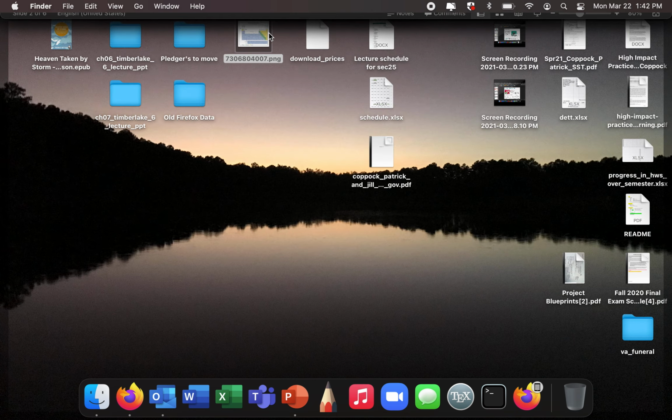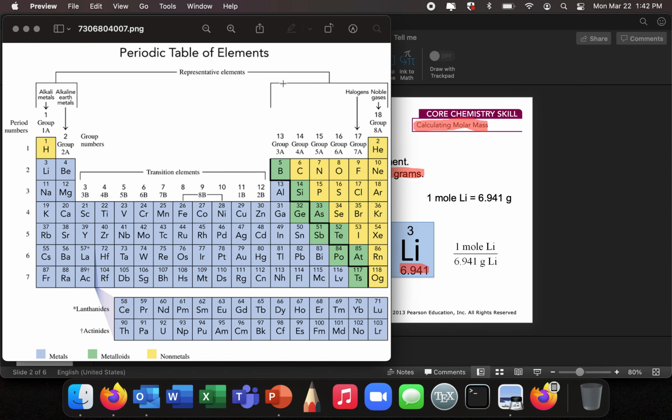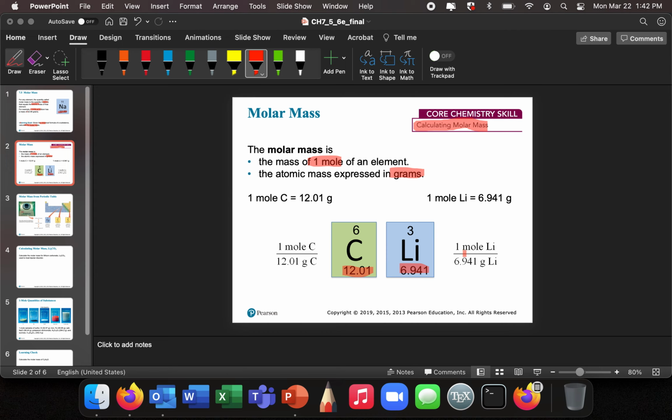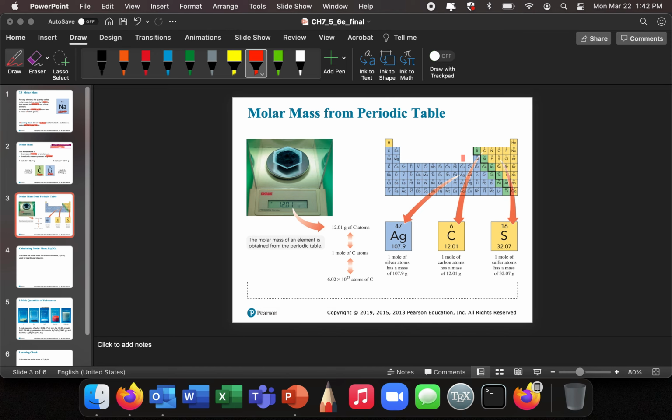Let me pull a periodic table up here. You've seen this before. Oh, the molar mass is not on this particular periodic table. But the periodic tables that you'll have access to are going to have the molar mass in there, okay? Oh, it doesn't have it there either. You have to click on it in order to see it, okay? 12.01, sulfur is 32.07, silver is 107.9.